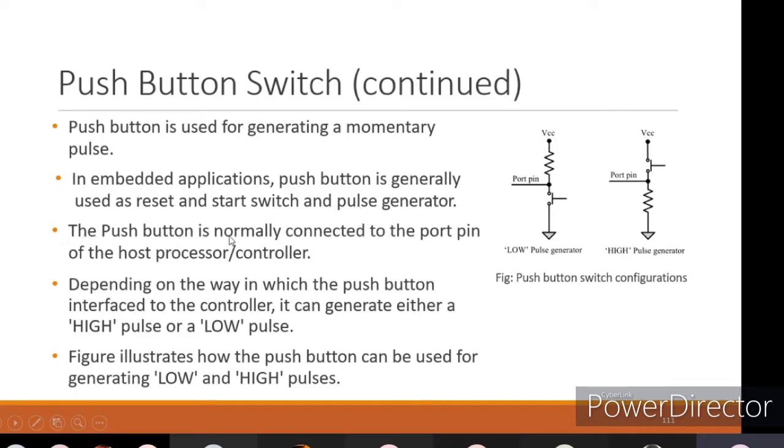The push button is normally connected to the port pin of the host processor or controller. Depending on the way in which the push button is interfaced to the controller, it can generate either a high pulse or a low pulse.